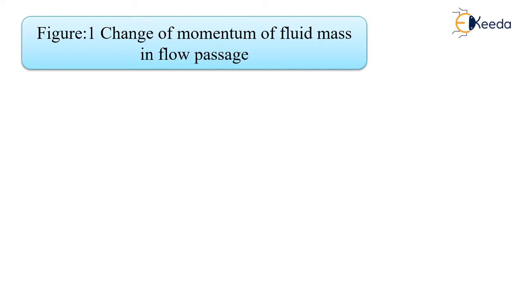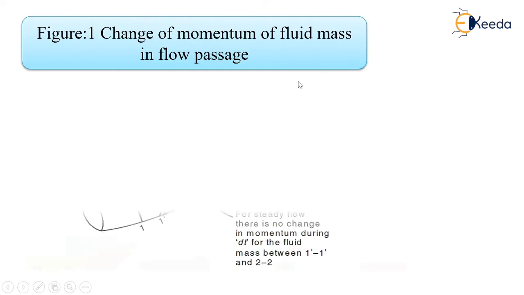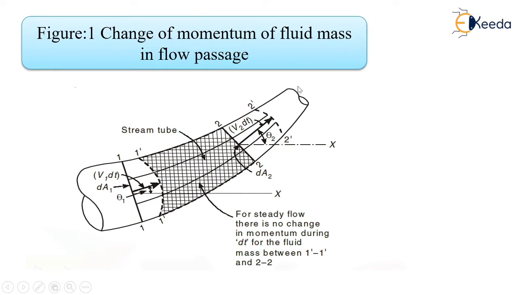This figure shows the change of momentum of a fluid mass in a flow passage. It contains a stream tube, and the fluid is flowing from left to right. This is our flow direction, from left to right.